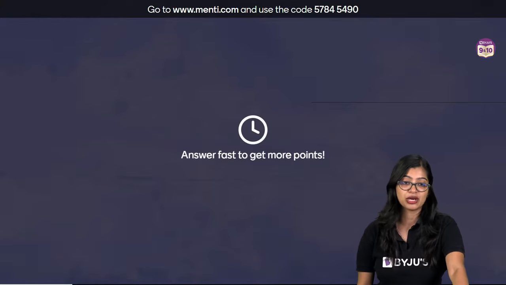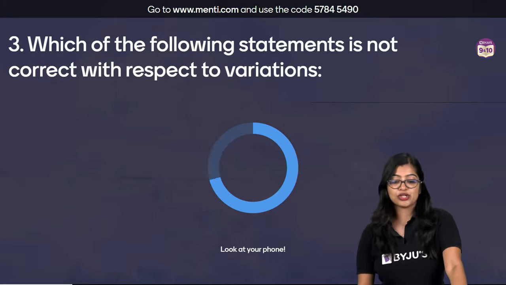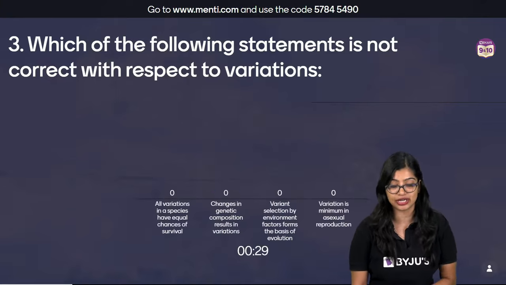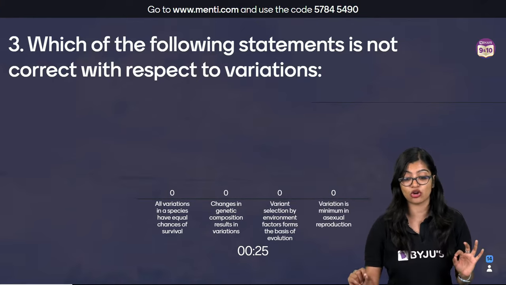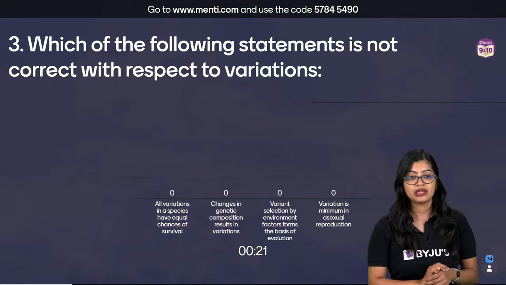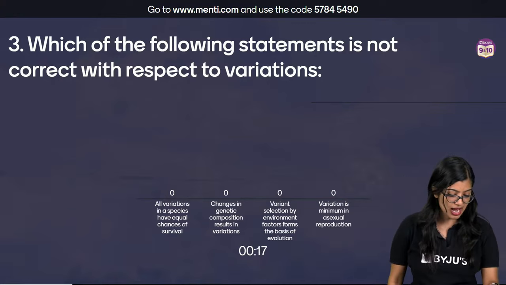Now moving on to question number three, everybody. Thank you, Devansh, for helping me out with the code. Which of the following statements is not correct with respect to variation? Read the statements correctly. We are talking about which of the following is not correct with respect to variation. Yes? Read it. Don't be in a hurry to answer.